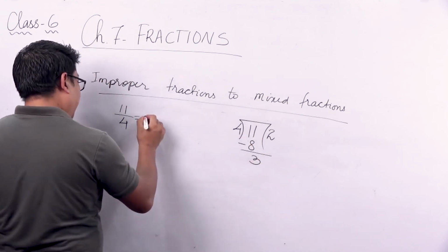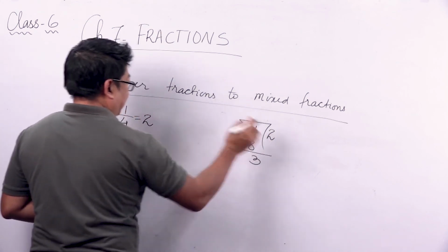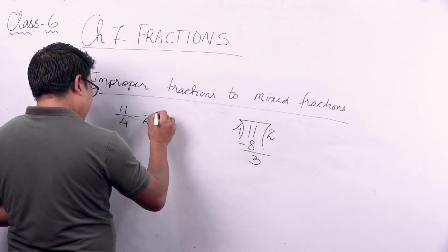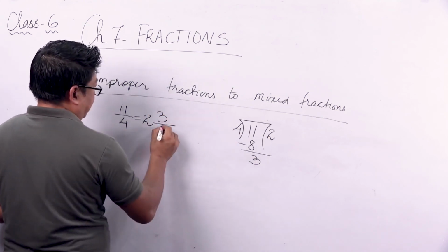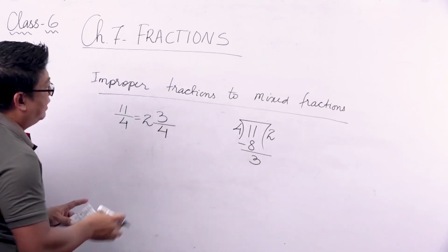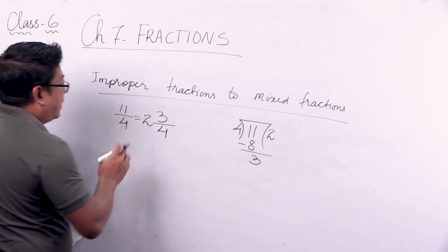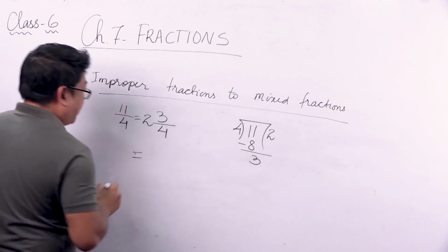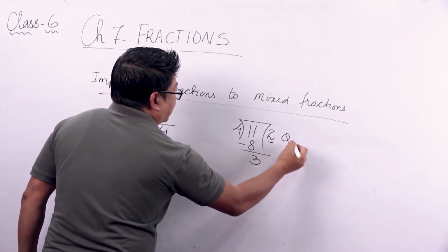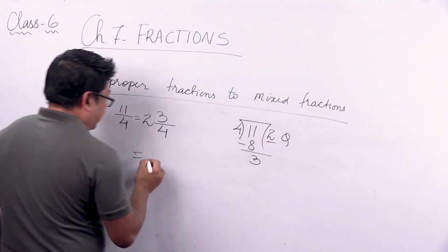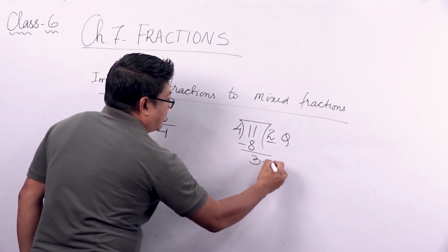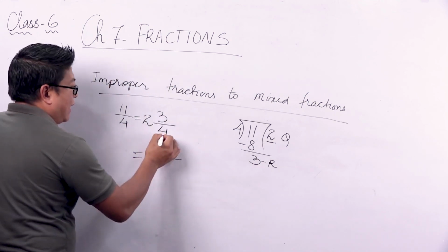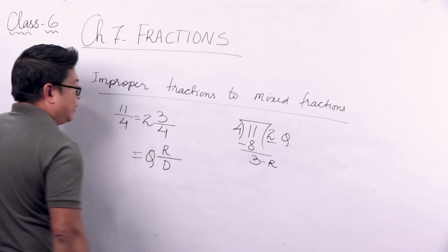So your answer will be 2. The quotient will come here. The remainder will come in the numerator place, and the divisor will come in the denominator place. Okay, children? Now, if you find it difficult, you may memorize like this. This is your quotient, right? The answer that you get. So the quotient will come here. This is your remainder, right? So remainder will come in the numerator place, and the divisor will come in the denominator place.